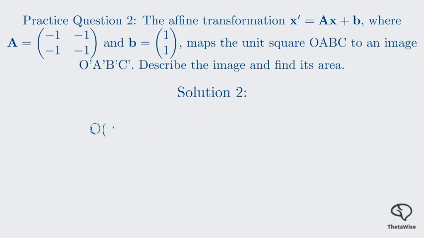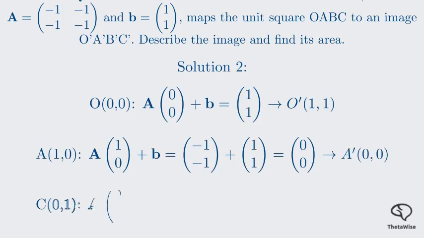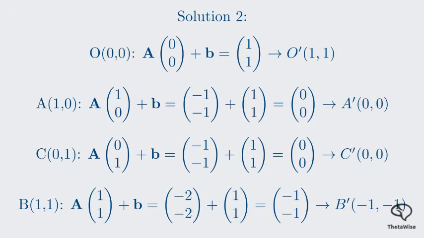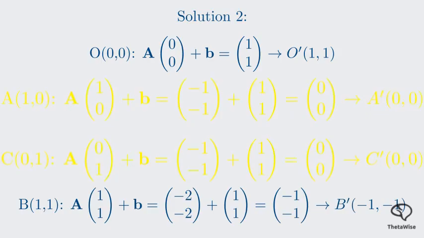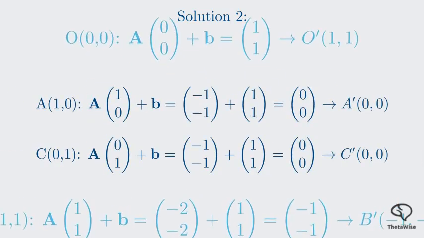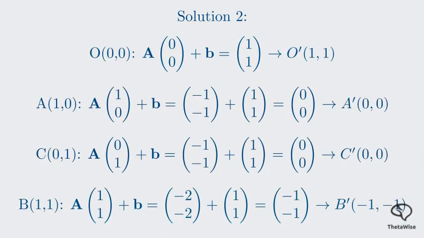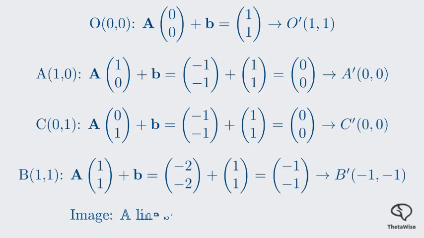Let's find the image of the 4 vertices of the unit square. We apply Ax plus b to O, A, B, and C. The original 4 vertices have been mapped to only 2 distinct points. A prime and C prime are both at the same point, and O prime and B prime form a diagonal. This transformation has compressed the entire square into a single line segment. The image is a line. Geometrically, the image is a line segment connecting two points.